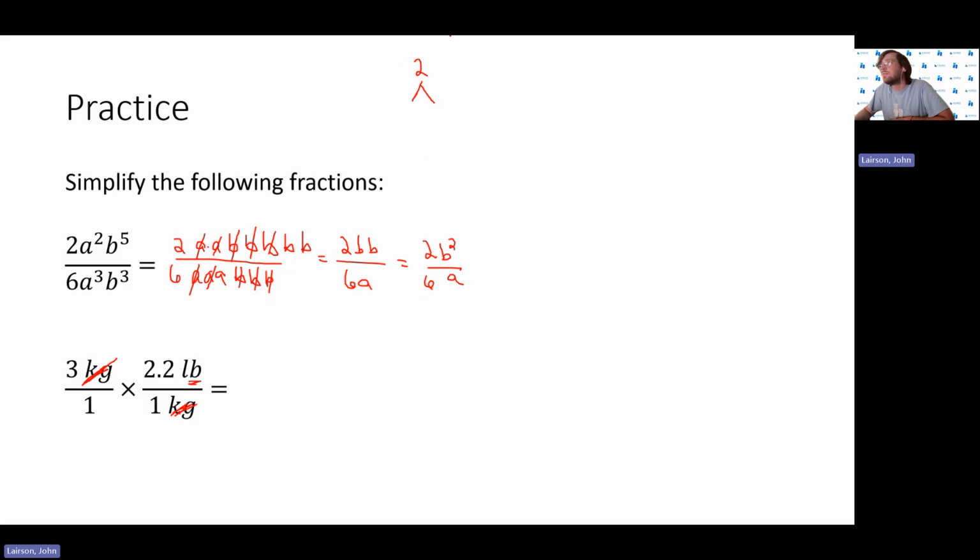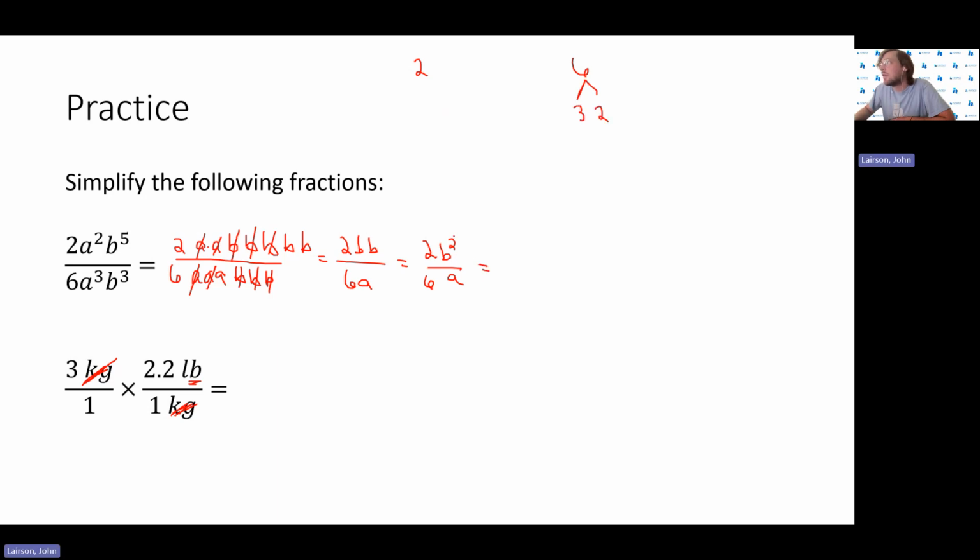2 is already prime. The factor tree is just 2, right? It doesn't have any branches. I can't break up 2. I could write 1 and 2, but I don't want to write 1 in my factor trees because that doesn't change anything. What was the other number? 6. 6 was 3 and 2.